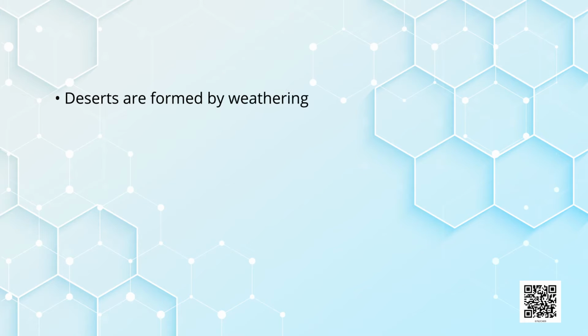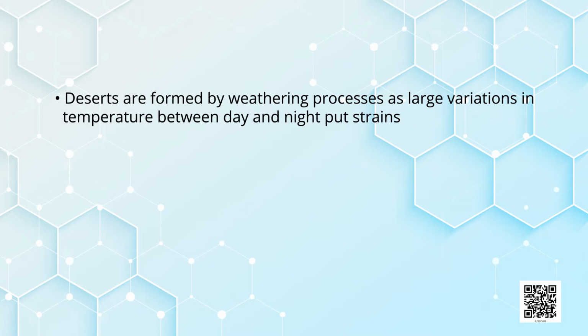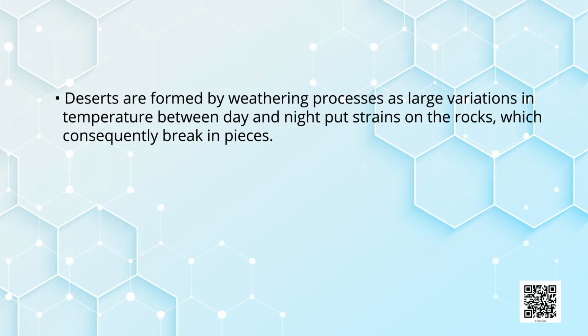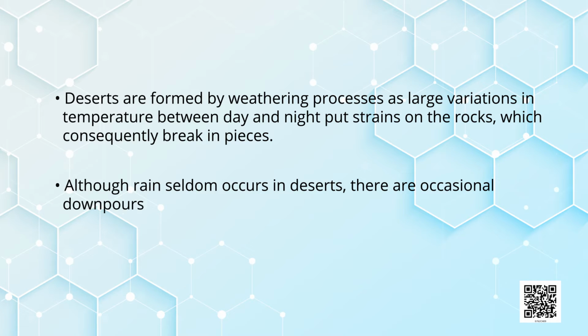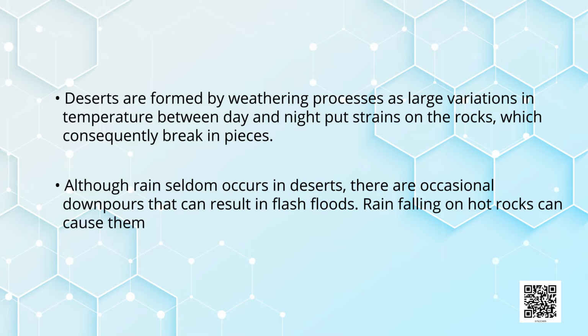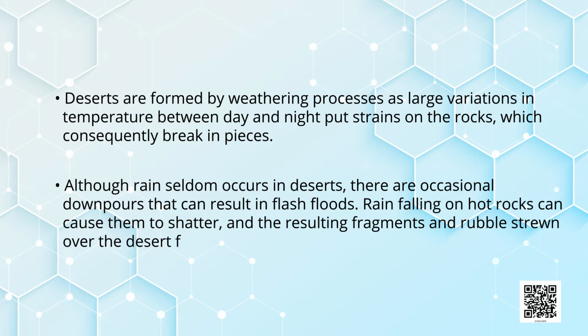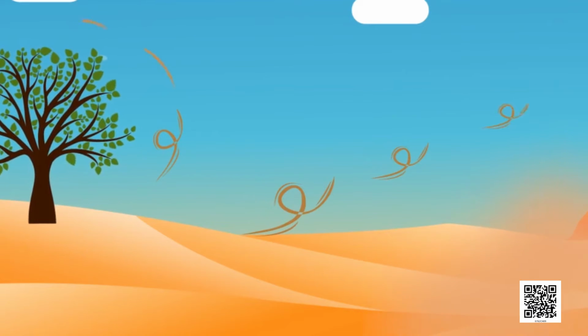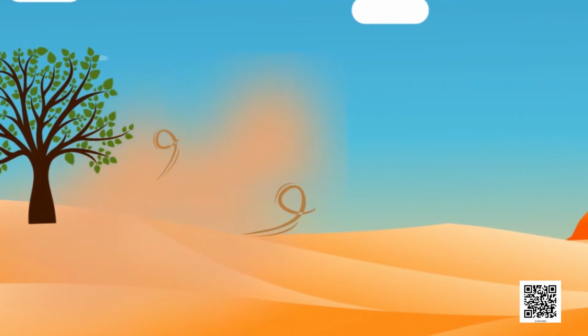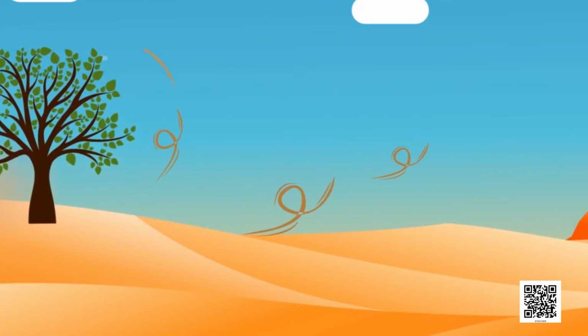Deserts are formed by weathering processes as large variation in temperature between day and night put strains on the rocks, which consequently break into pieces. Although rain seldom occurs in deserts, there are occasional downpours that can result in flash floods. Rain falling on hot rocks can cause them to shatter, and the resulting fragments and rubble strewn over the desert floor are further eroded by the wind. This picks up particles of sand and dust and wafts them aloft in sand or dust storms.